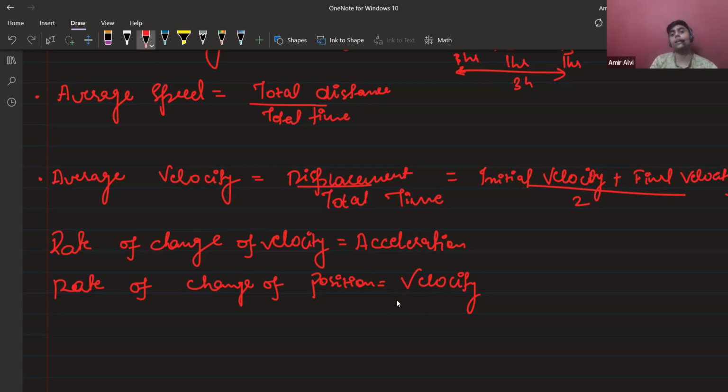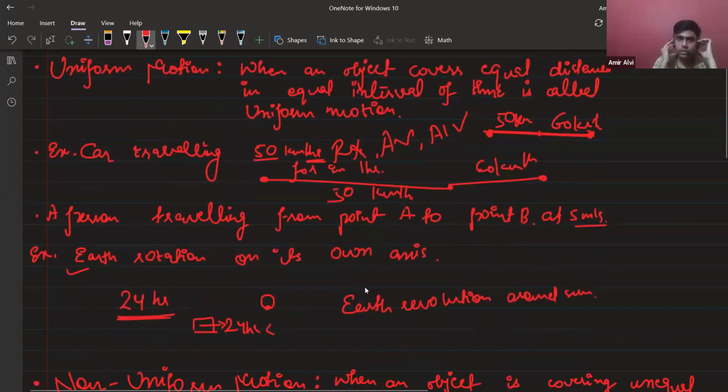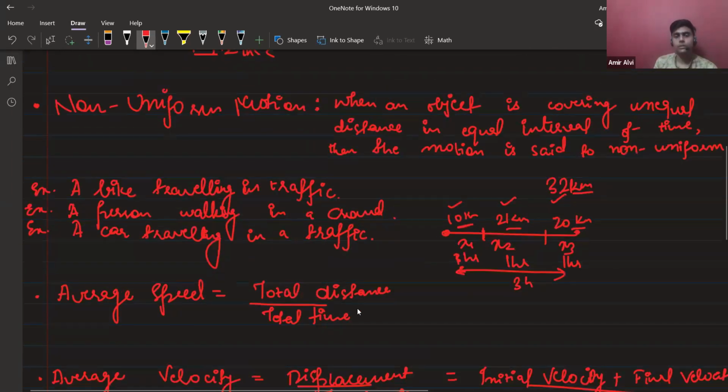That's why I like interactive sessions. That's the main reason, because you should speak with me as well. That would be very beneficial for you to remember and recall each and every point of this chapter and the previous concepts we have covered so far. So uniform and non-uniform motion is what we have covered in this class.